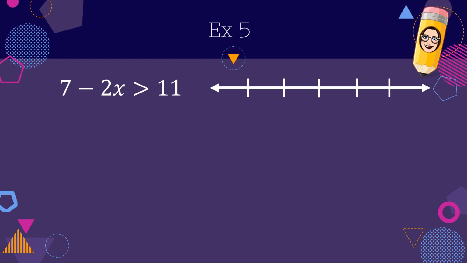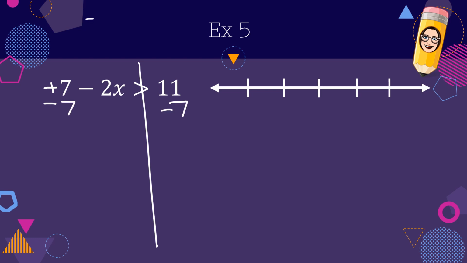Let's try this one. Draw a line down the inequality. Now, I kind of put in all the common mistakes into this two-step problem. First of all, a lot of you see a minus and you want to add 7. No. This 7 is a positive 7. So we are going to subtract 7, okay?